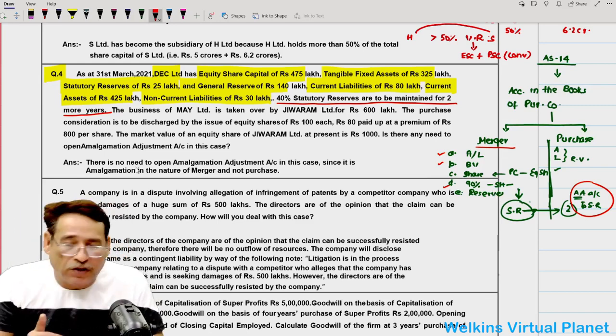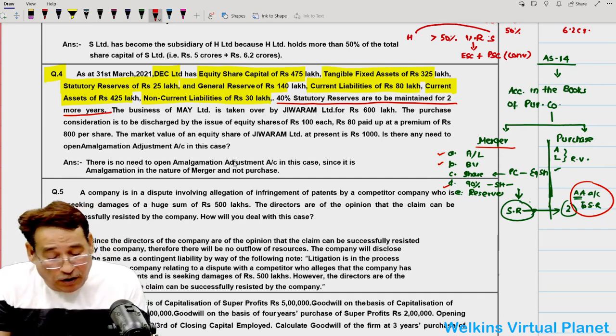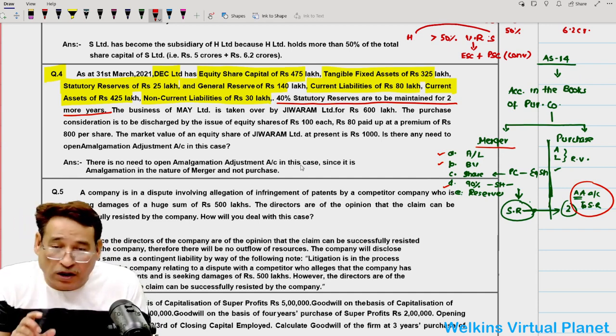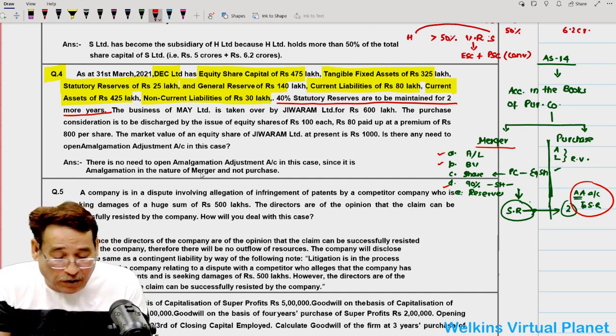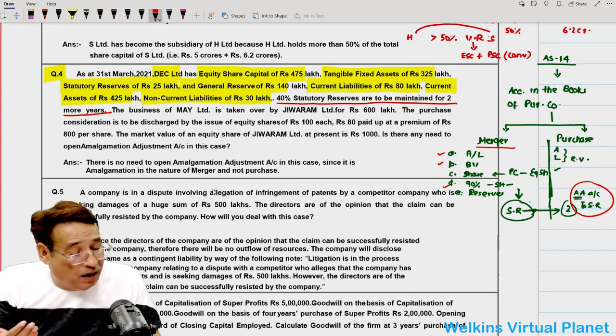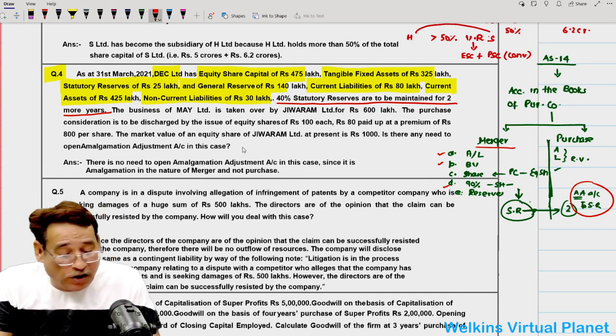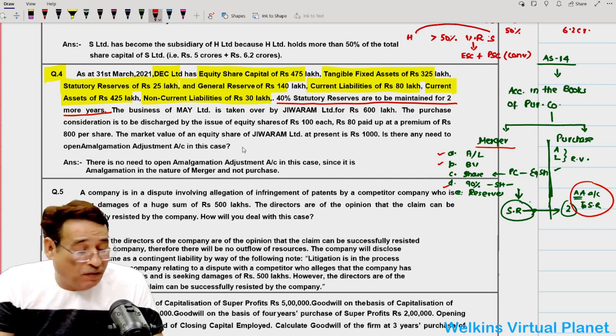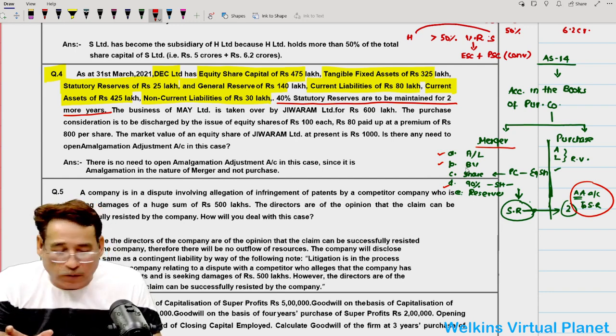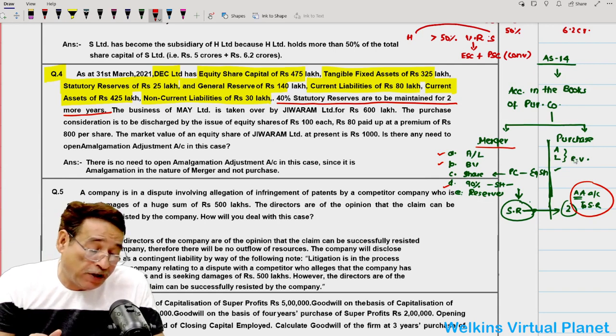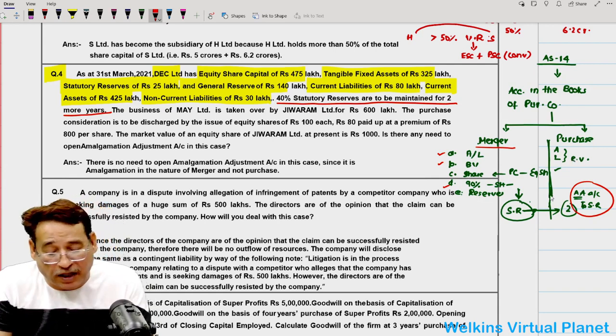However, here the answer which is given to you is that there is no need to open amalgamation adjustment account in this case, because it is a case of amalgamation in the nature of merger. However, nowhere in the question is it clearly given that it is a case of amalgamation in the nature of merger. So you have to write from both perspectives. If it is a case of amalgamation in the nature of merger, no need to actually open amalgamation adjustment account. But if it is a case of purchase, then this entry must be passed.